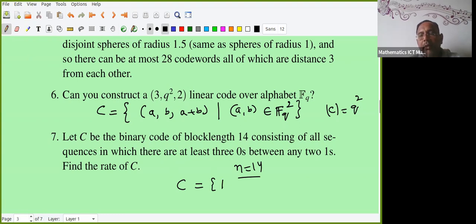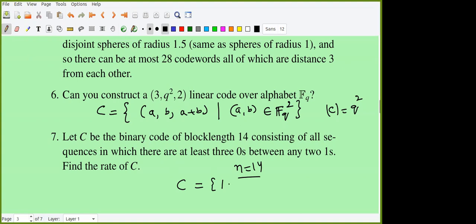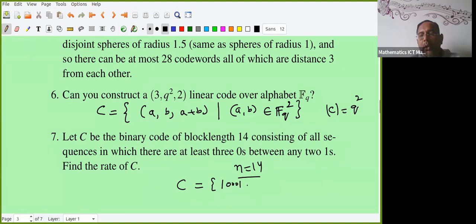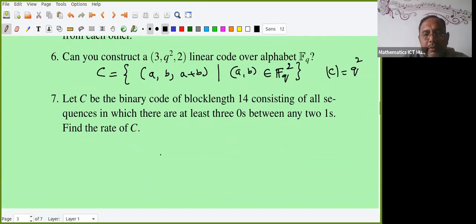Okay. Whenever I have 1, immediately I cannot have 1. What do I need to have next? 3 zeros. Then I can have 1. Again 3 zeros. Any number of zeros can be there, but the length equals 14. I am collecting all those. What is the rate of that code? That is the question. It is not a linear code. It need not be a linear code, but yeah. So that is the question. So let us work this out.